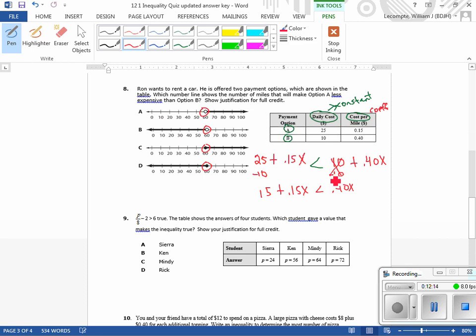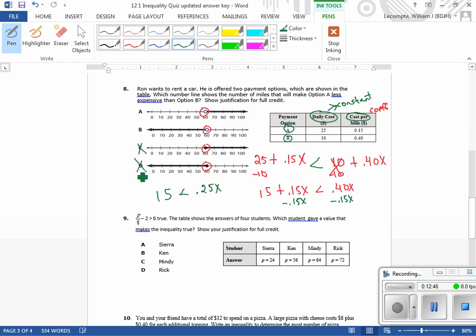So now I got to get rid of the 0.15x. I subtract away the 0.15x, and that says that I have 15 now. So 15 left over is less than 0.25x. Right? Well, guess what? I have a less than sign, so I know my answer is not going to be C or D. The reason is because they're closed circles.